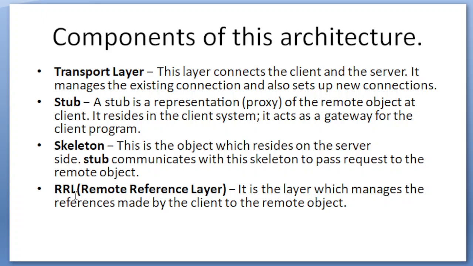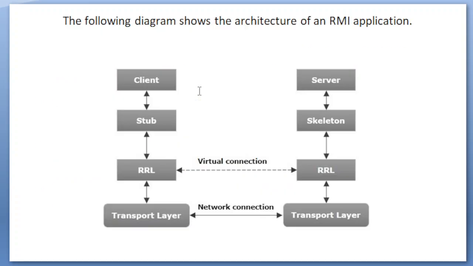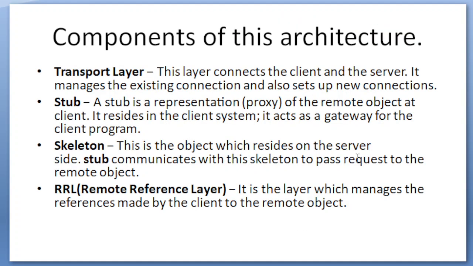Next is RRL. RRL is the remote reference layer. It is the layer which manages the references made by the client to the remote object. And the transport layer: the remote reference layer is a virtual connection, and the transport layer is the exact network connection between the client and the server. In this remote method invocation, you should at least remember these two keywords, stub and skeleton. Stub is the client side object and skeleton is the server side object.